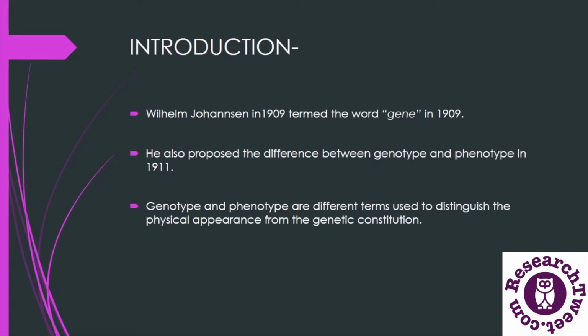So let's start with the introduction. Any individual has characteristics influenced by its genetic heredity and environmental factors. To understand the concept of both terms in detail, we must first know about genes, which are units of heredity. The term gene was coined by Wilhelm Johannsen in 1909, and he also distinguished the terms genotype and phenotype in 1911. Basically, genotype and phenotype are different terms used to differentiate the physical appearance from its genetic constitution. These terms are predominantly used in genetics.